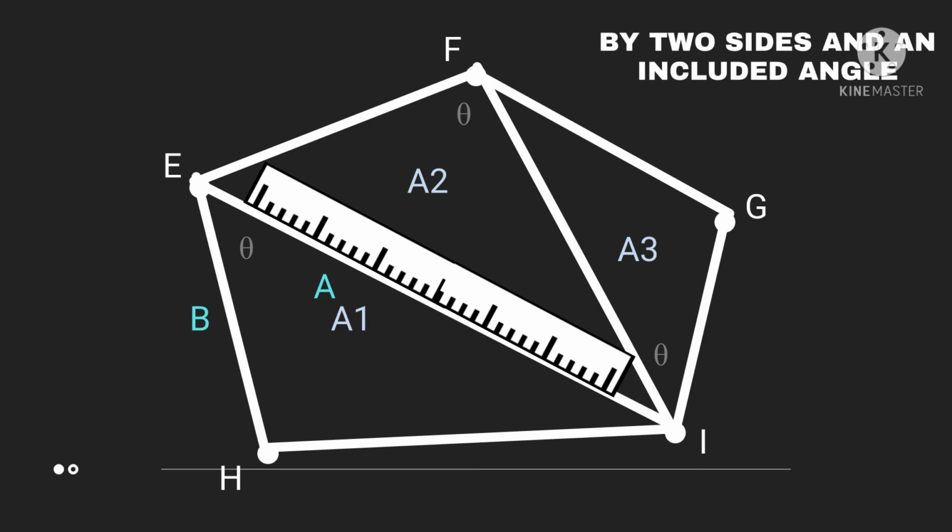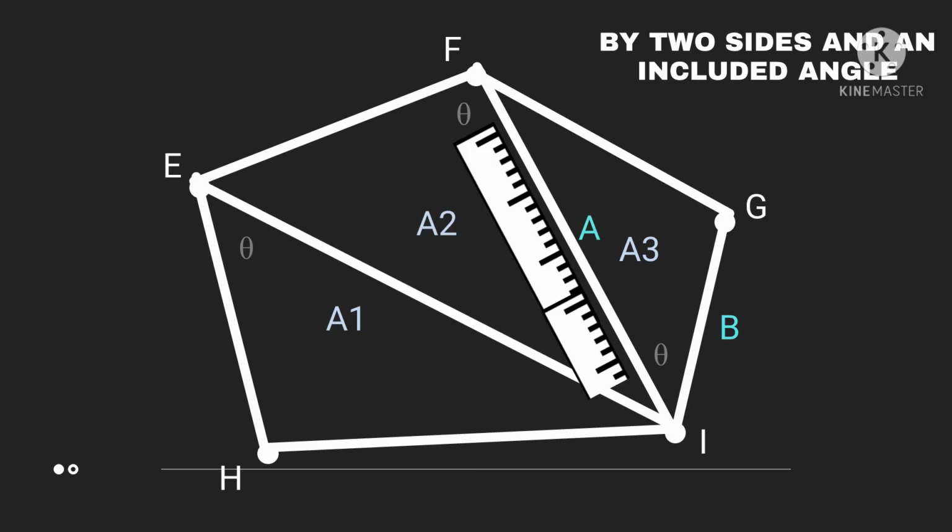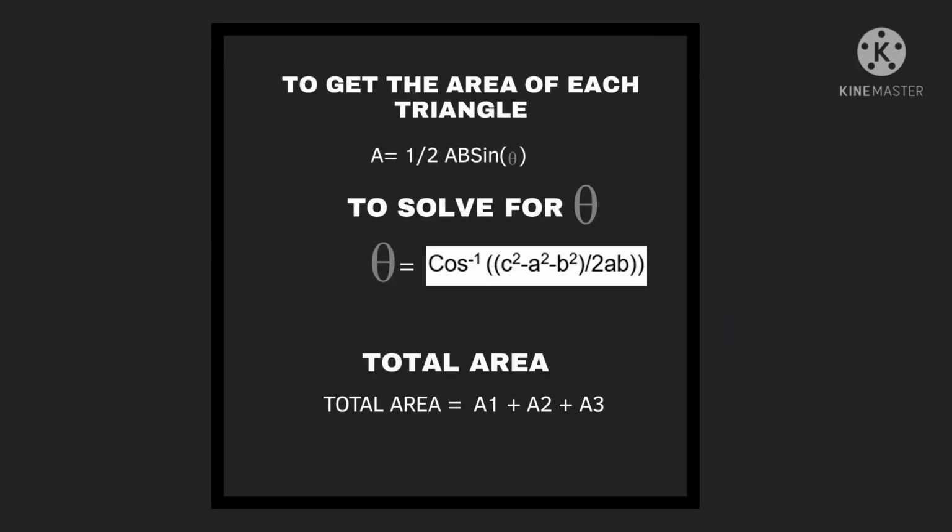Measure any 2 sides of the chosen triangle and record these measurements as sides A and B, and then record side C. To get the area of each triangle, area equals 1/2 times side A times side B times sin theta. To solve for theta, theta equals arccos of (side C squared minus side A squared minus side B squared) all over (2 times side A times side B). For the total area, take the summation of the areas of A1, A2, and A3.